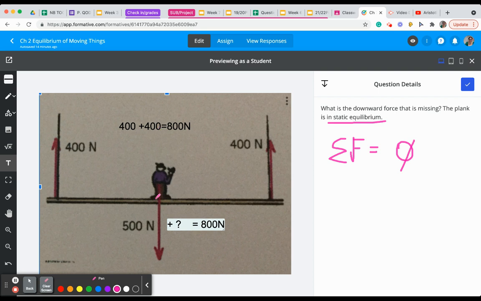Now, it doesn't matter if you completely understand the situation that we're looking at here, but just the bare facts that the upward forces total to 800, therefore the downward must total to 800, and we're trying to find the missing amount. What is the missing amount of force that we don't see labeled on this picture?